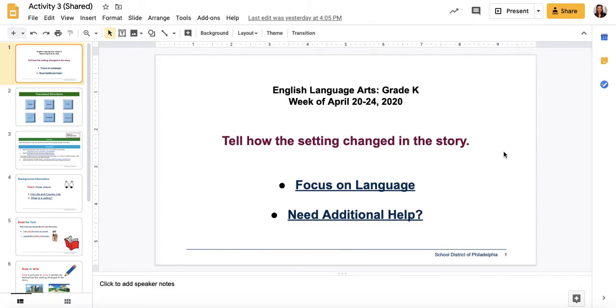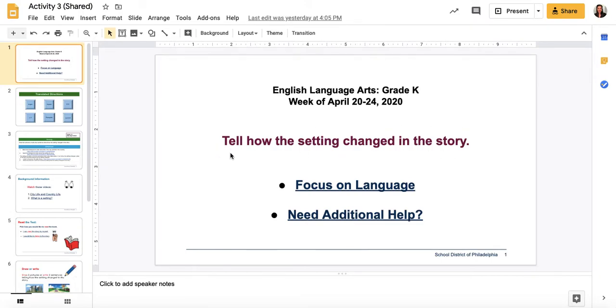This is Mrs. Hill here, narrating our shared reading lesson for the Little House for Wednesday, April 22nd, 2020. So this is, you can see up here, Activity 3. You, of course, have the option to go through this activity and complete it without me narrating. But if you would like me to narrate and walk you through the activity, that's what this screen recording video is for. So it always tells you the first page here of the slide.